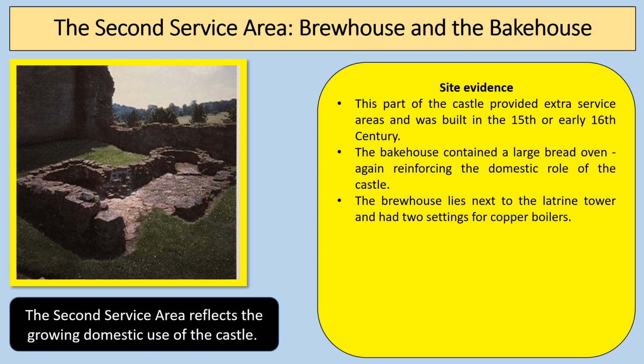We now move to what's called the second service area, which is the brew house and the bakehouse. So this was built in either the 15th or the early 16th century. The bakehouse contained a large bread oven, again reinforcing the domestic role of the castle. The brew house lies next to the latrine tower and had 2 settings for copper boilers.